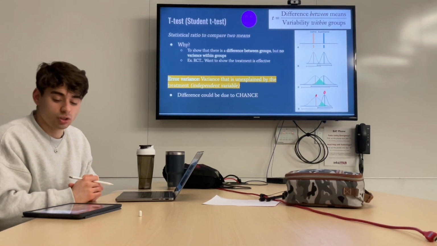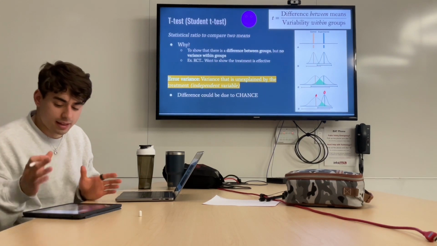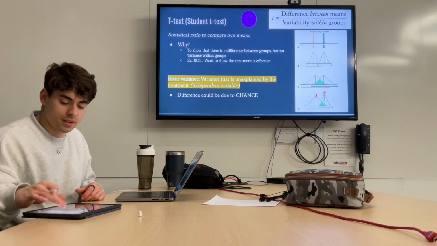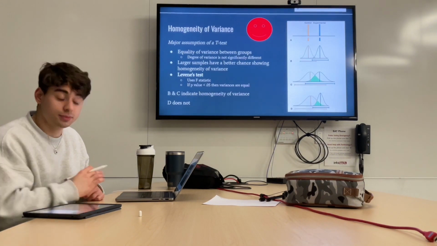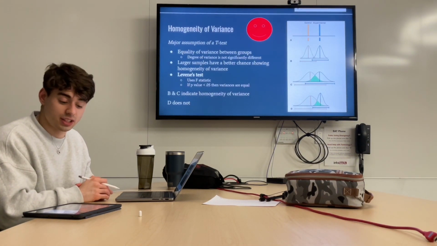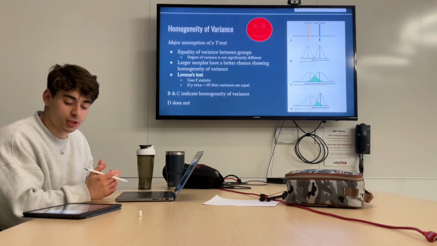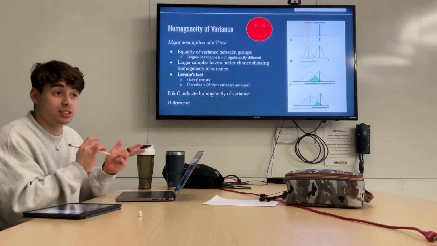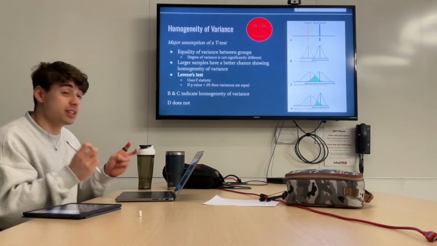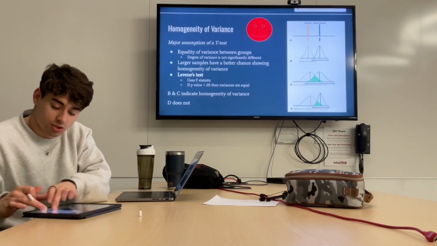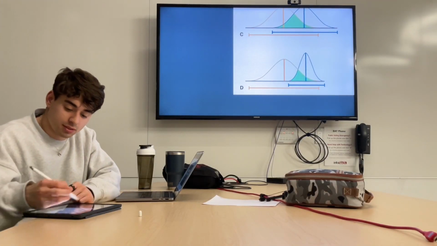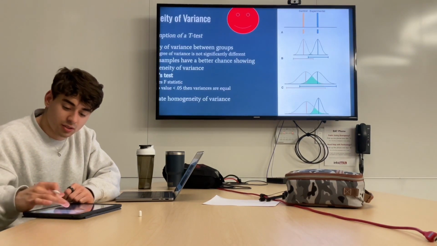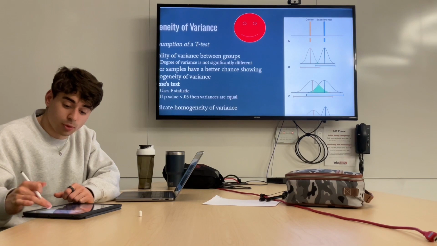You just want them to be the same variability. Same fatness. So the same fatness basically is the homogeneity of variance. It's an assumption in the t-test, and it means equal variance within groups. So this is not equal variance in D, but in C and B we have equal variance because they're both fat and both skinny here.